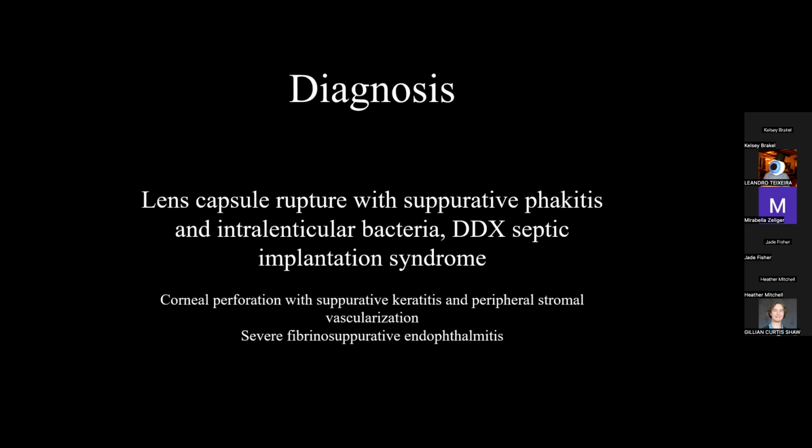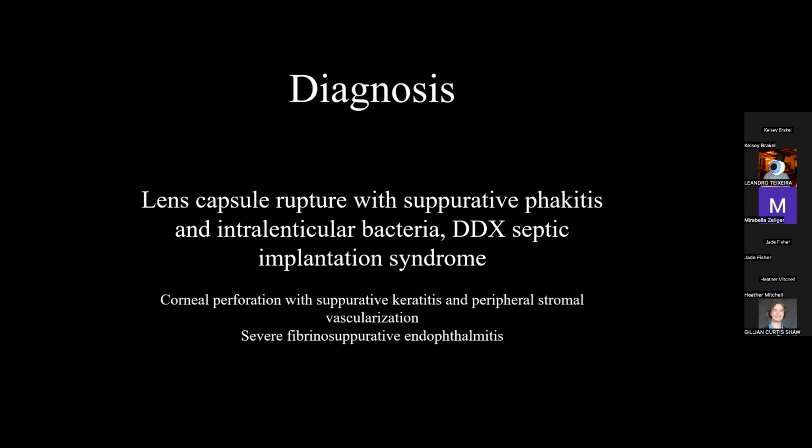Okay, so we have lens capsule rupture with a suppurative phakitis and intralenticular bacteria, and we like to call this disease septic implantation syndrome. There was an obvious corneal perforation with suppurative keratitis and peripheral stromal vascularization, and then a severe fibrinosuppurative endophthalmitis with other changes, as well as fibrovascular membrane and synechia formation and secondary glaucoma. So this is a nice example of a documented cat encounter for a patient that then immediately led to corneal perforation and intraocular disease or inflammation.